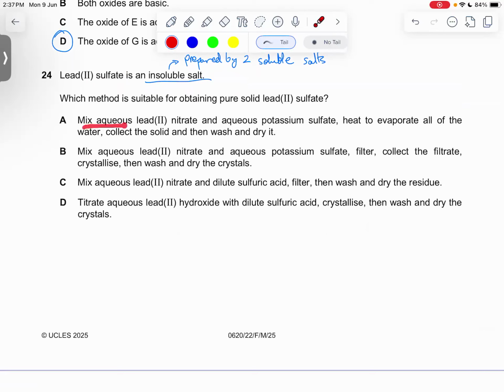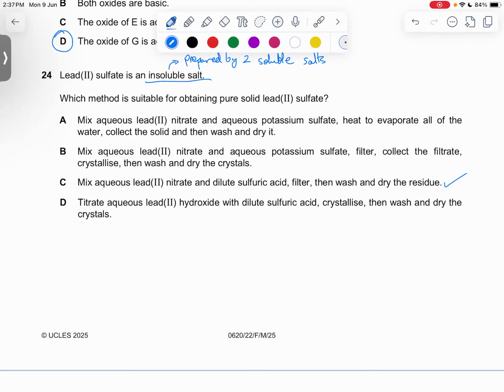Let's look over here. Mix aqueous lead nitrate and aqueous potassium sulfate. Good. Heat to evaporate all of the water and collect the solid. No, that is not it. We do not need to heat and evaporate. Next, mix aqueous lead nitrate and aqueous potassium sulfate, filter, collect the filtrate, crystallize, then wash and dry. Crystallize? Not something I would want to do. Next, mix aqueous lead(II) nitrate and dilute sulfuric acid, filter, then wash and dry the residue. This seems to be the most perfect one.